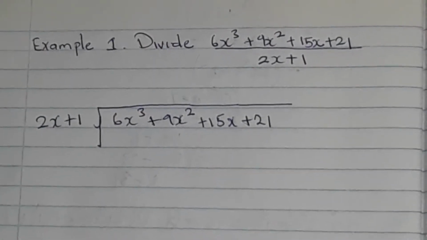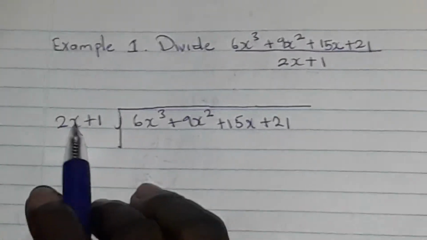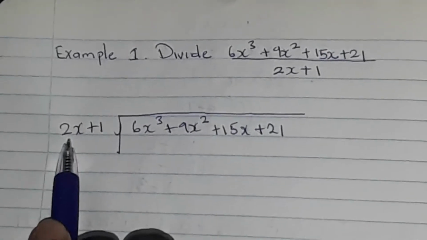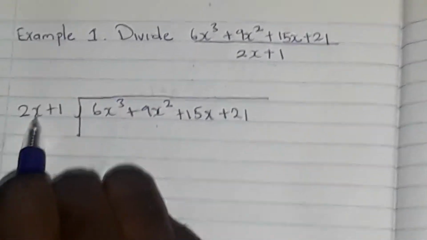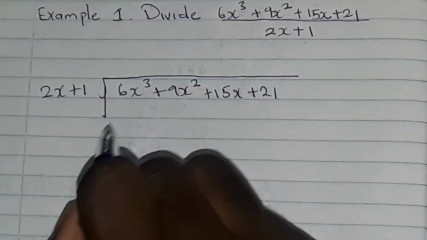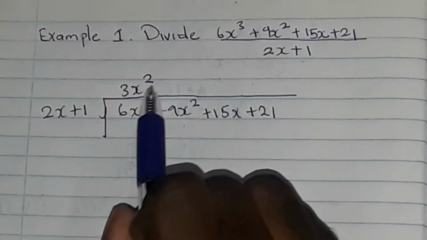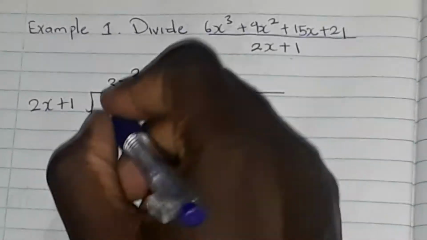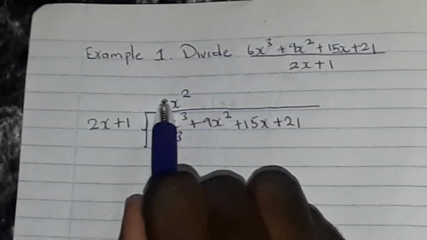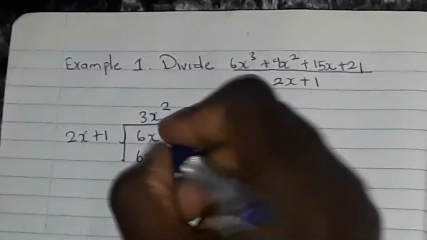So now how do we carry out our long division? The first thing we're going to do is divide 6x cubed by 2x, and we're going to write the result on the top of the symbol. So let's go ahead and do that. 2x into 6x cubed will give you 3x squared. The next step is to multiply this 3x squared by the 2x again to give you 6x cubed. And then we're going to multiply 3x squared by the 1 here, which will give us 3x squared. And then we're going to subtract that.